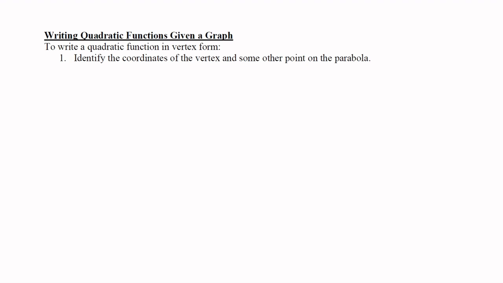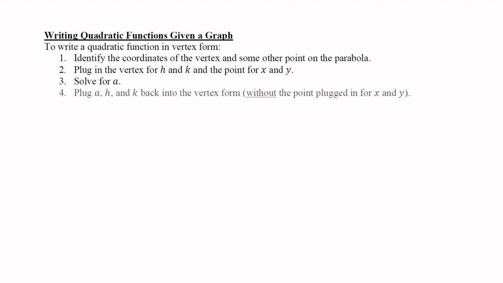Now, the thing that's helpful in knowing how transformations work on the parent function is being able to write a quadratic function given its graph. So we're going to be able to look at a graph of a quadratic function, a parabola, and we're going to be able to write what the equation for that graph is. So to write a quadratic function in vertex form, identify the coordinates of the vertex and some other point on the parabola. Plug in the vertex for h and k and the point for x and y. And then we're going to solve for a. Finally, plug a, h, and k back into the vertex form without the point plugged in for x and y, and that will give you your function.